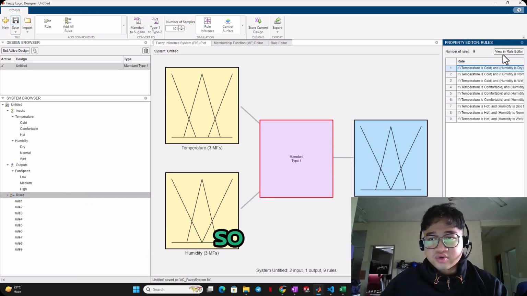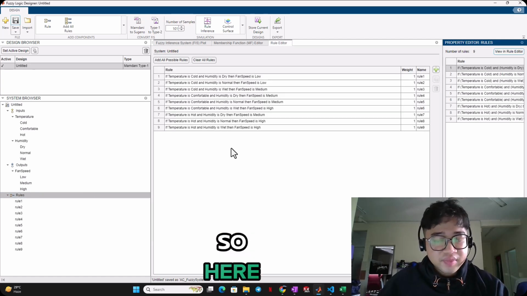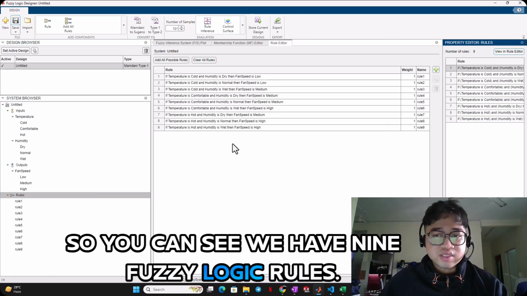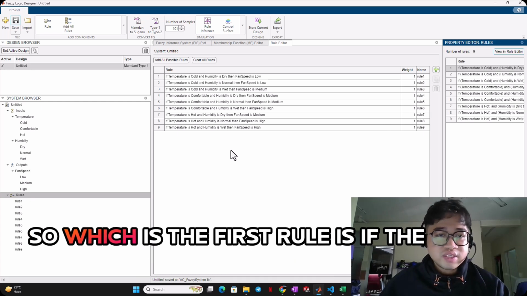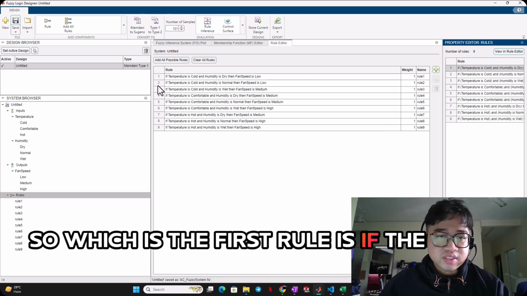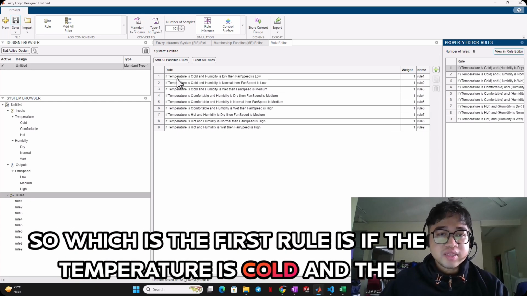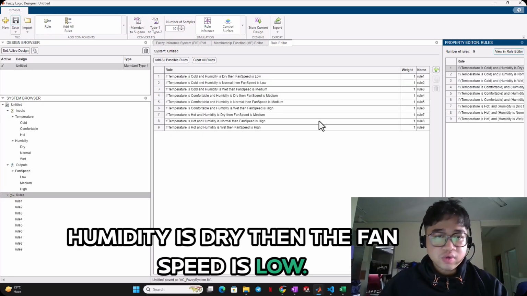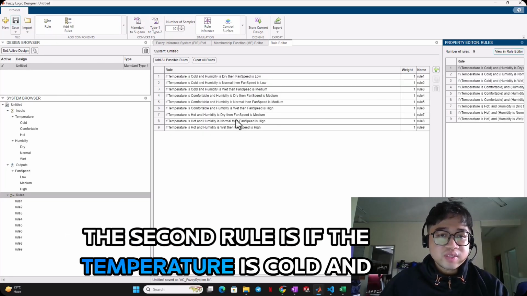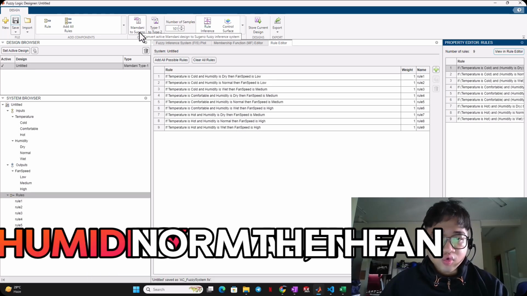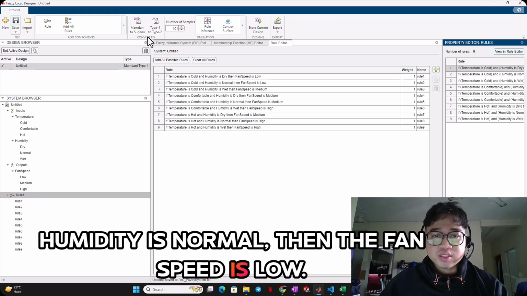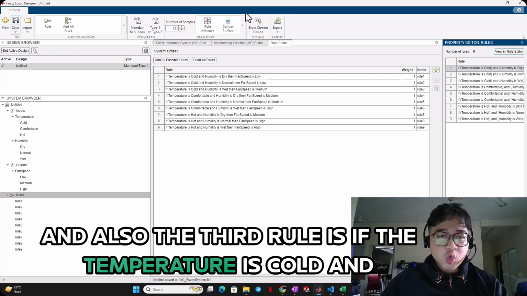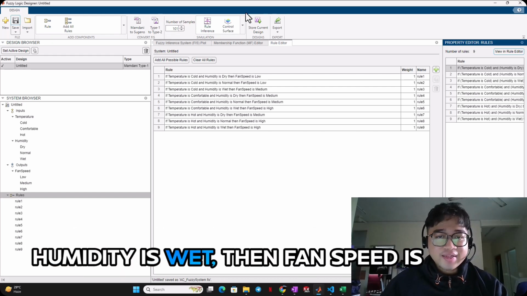Here we can see we have nine fuzzy logic rules. The first rule is if the temperature is cold and the humidity is dry, then the fan speed is low. The second rule is if the temperature is cold and humidity is normal, then the fan speed is low. The third rule is if the temperature is cold and humidity is wet, then the fan speed is medium.